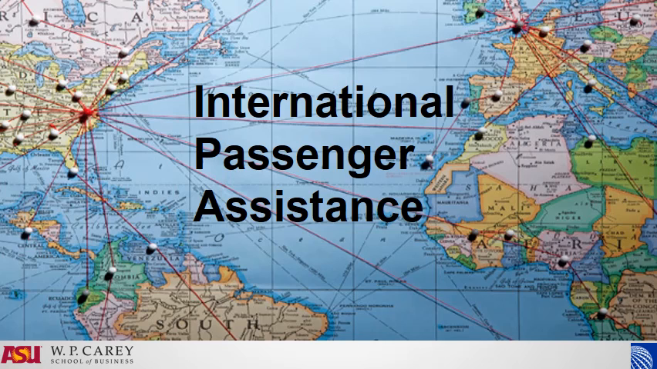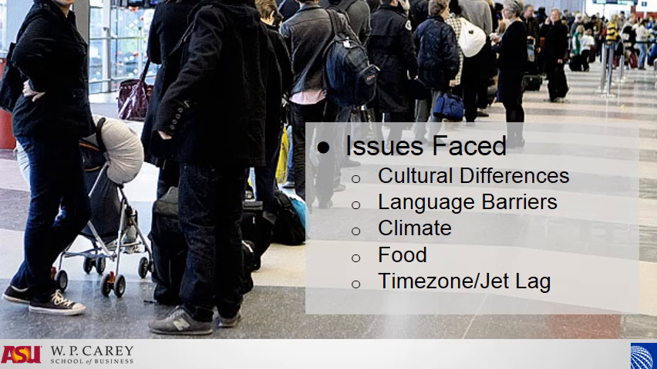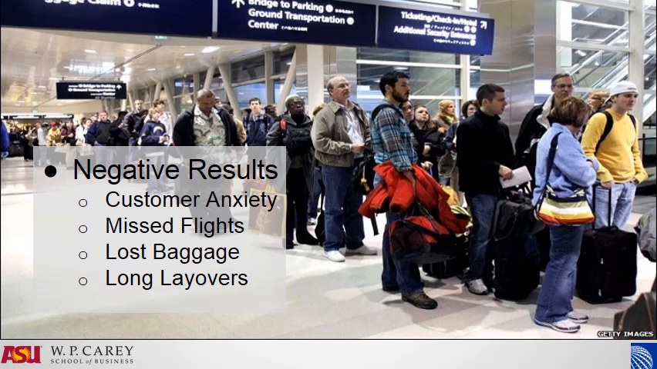The main purpose of this application is to address the problems international passengers face because of immigration delays, specifically foreign nationals. Issues faced are cultural differences, language barriers, climate change, food change, and time zone and jet lag. We believe all of these issues result in a negative experience for people going through the immigration process while traveling. These issues faced by international travelers result in negative experiences such as customer anxiety, missed flights, lost baggage, and long layovers. All of this can be addressed through our new application.